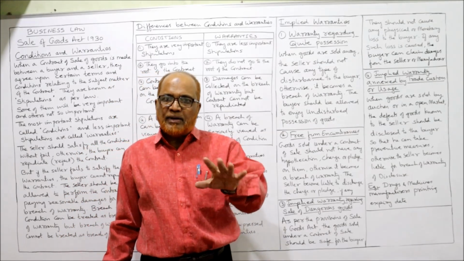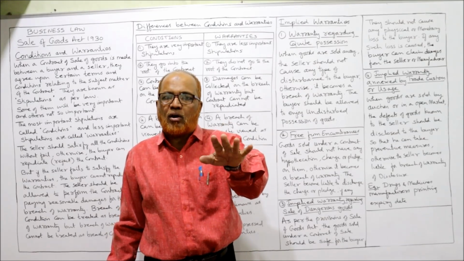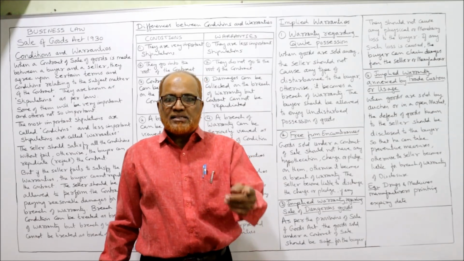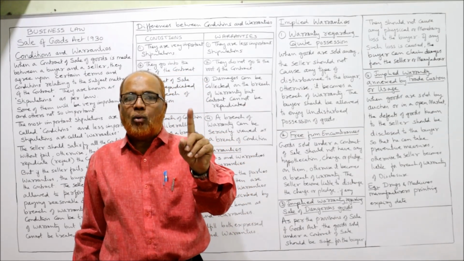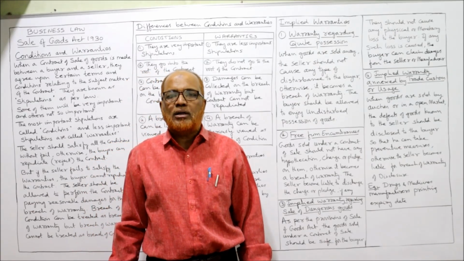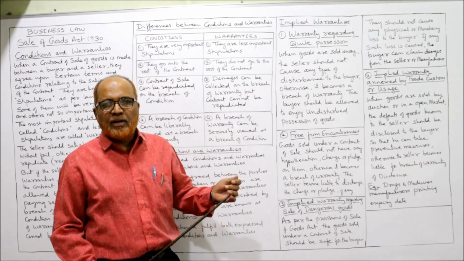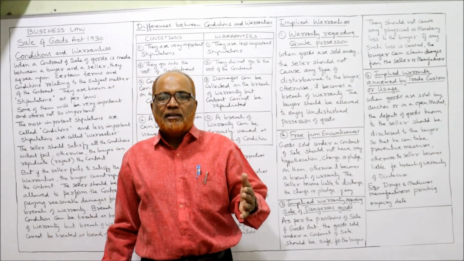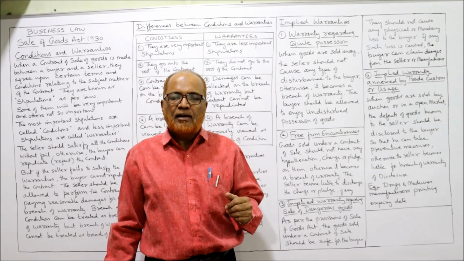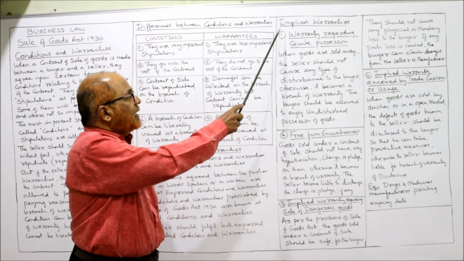The main difference between conditions and warranties: if there is a breach of condition, the contract can be repudiated, rejected. Whereas in case of breach of warranty, only damages can be claimed. The contract cannot be repudiated. That is the main difference. In other words, we can say conditions are very serious in the contract of sale, whereas warranties are not so serious. Now, implied warranties.